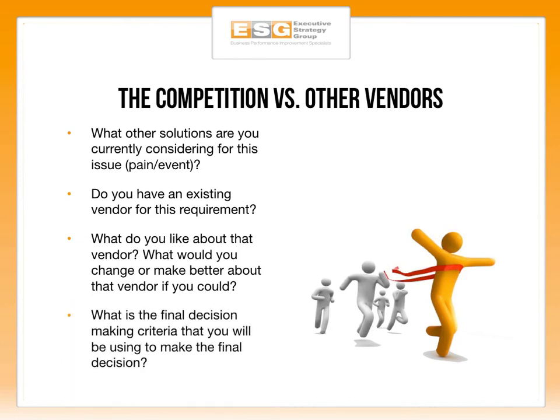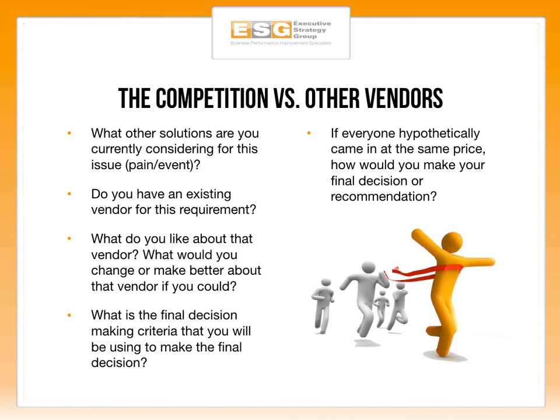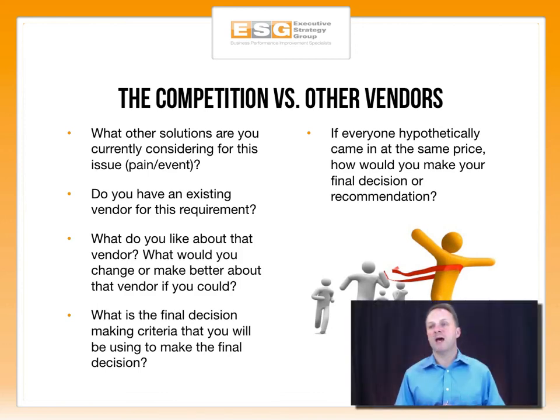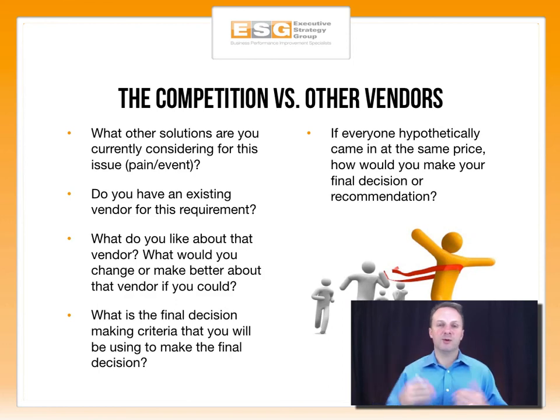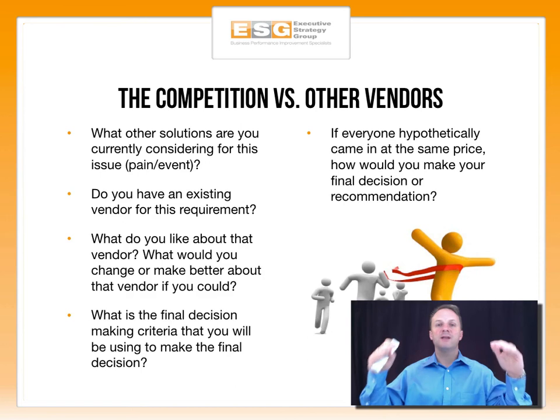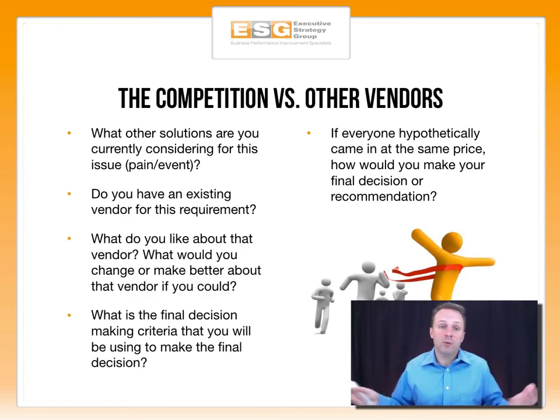Next is, what is the final decision-making criteria that will be used to make this final decision? I like to couple that question with this one: if everyone hypothetically came in at the same price, how would you make your final decision or recommendation? What we want to establish here is that they're going to have certain things stack ranked, again, I like using that word, around how they're going to make this decision. So ultimately, if they see a very similar price, say the price is exactly the same, I've got to get inside their head and ask them, what do you do then?